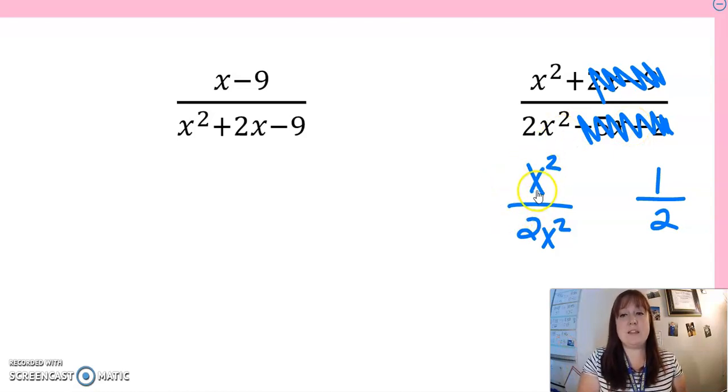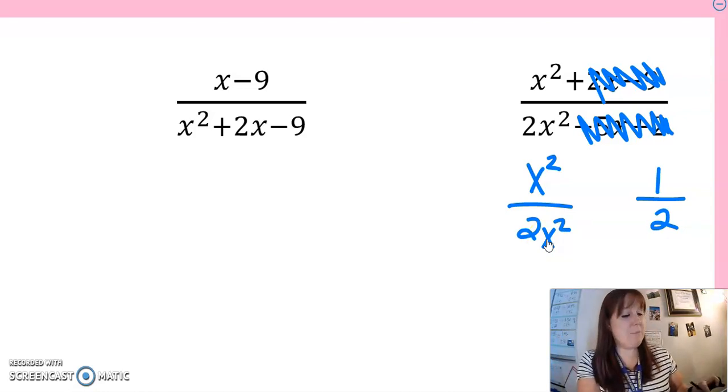So when you have something like this, top and bottom are growing basically at the same rate, right? This is 1,000,000 squared over 2 times 1,000,000 squared. Well, 1,000,000 squared divided by 1,000,000 squared is 1. So then it's times 1/2.